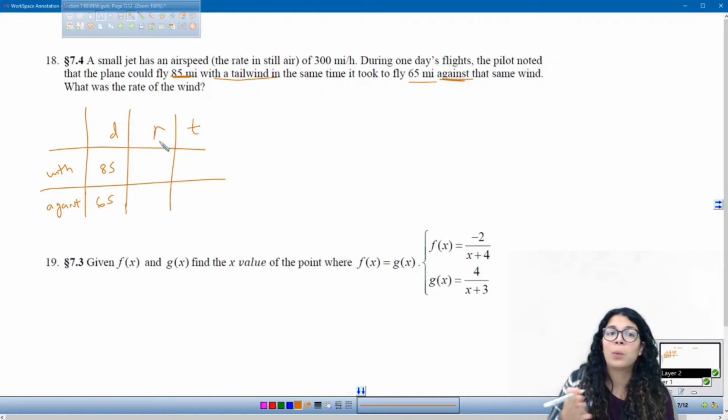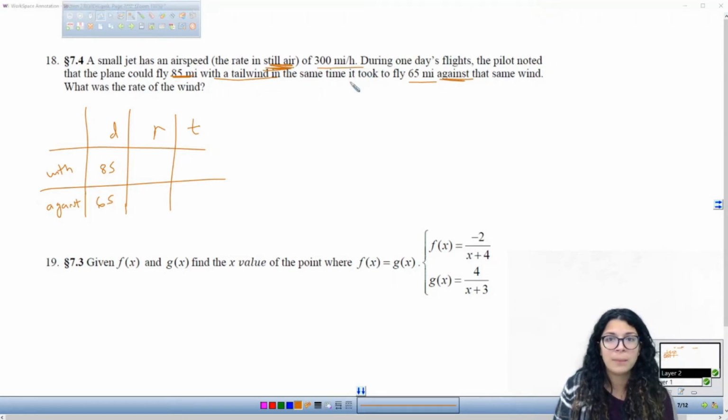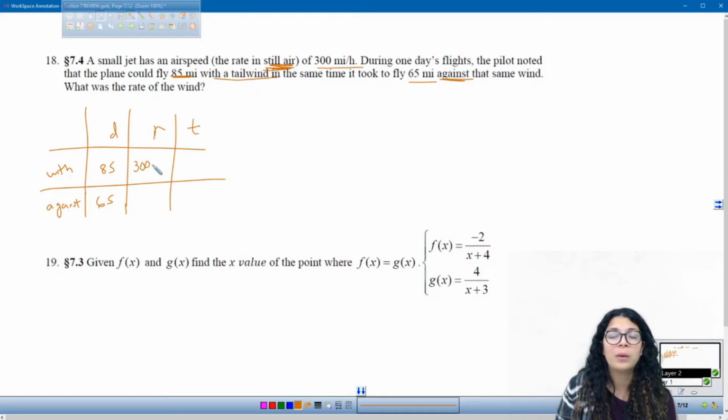And then the rate, remember, when you're going with the wind, that would help you to go faster, right? So the rate in still air is 300. So the rate when you're going with the wind would be the rate in still air plus whatever the rate of the wind is. Let's call the rate of the wind x, so plus x. When you're going against it, it's the opposite. When you're going against the wind, it's hurting you and making you go slower. So the rate going against the wind would be the rate of still air, and then subtract that wind speed that's hurting you.